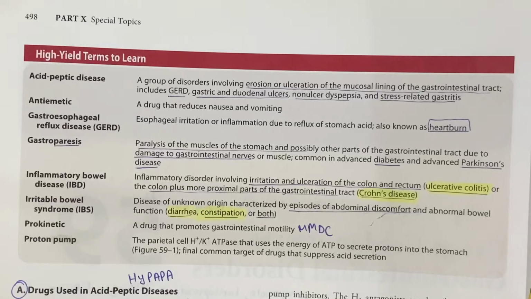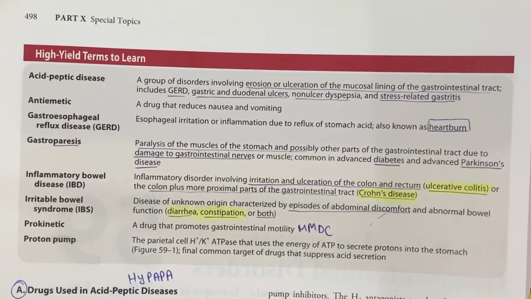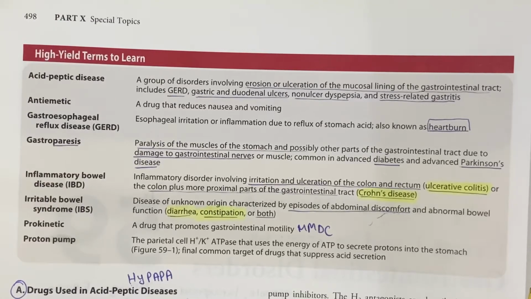Antiemetics: a drug that reduces nausea and vomiting. GERD. What is GERD? GERD is the esophageal irritation and inflammation due to the reflux of stomach acid, known as heartburn. In layman's language, GERD is also known as heartburn.